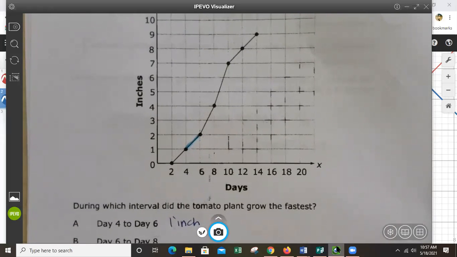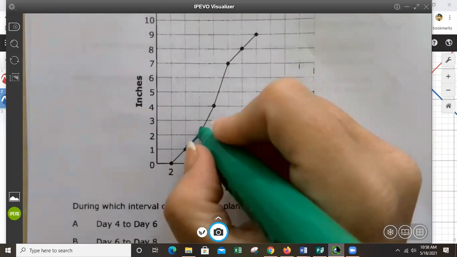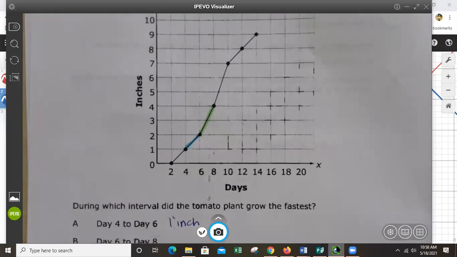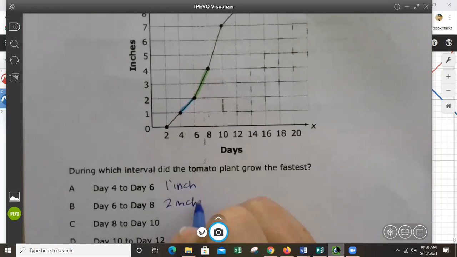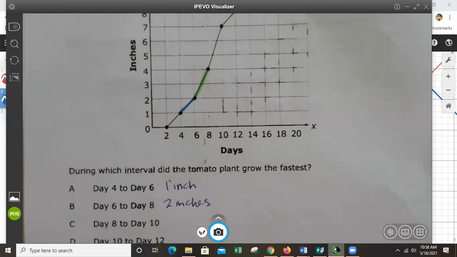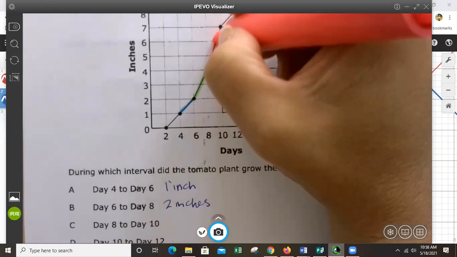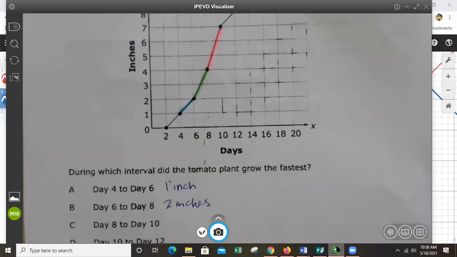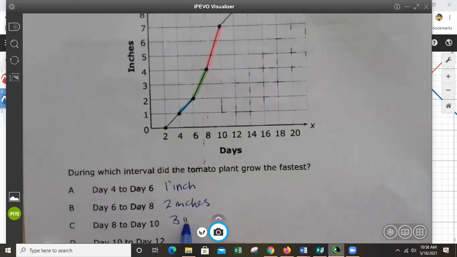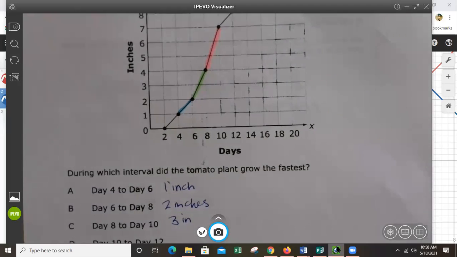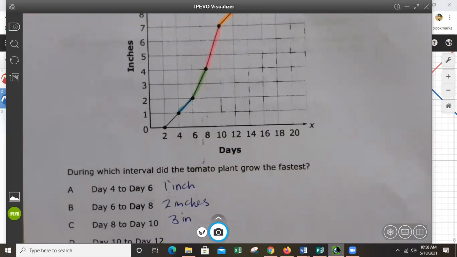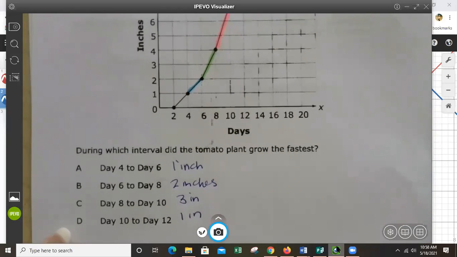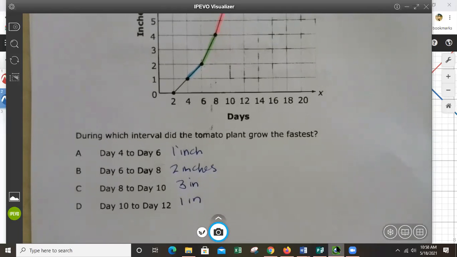Everybody got that? Okay, let's look at your next one. 6 to 8. It went from 2 inches to 4 inches. So how many inches did it grow? 2 inches. And then we're going to go 8 to 10. Went from 4 to 7. So how much is that? 3 inches. And then we had 10 to 12. 7 to 8 inches. How much did it grow? Just 1. Well, which interval did it grow the fastest? That's it.